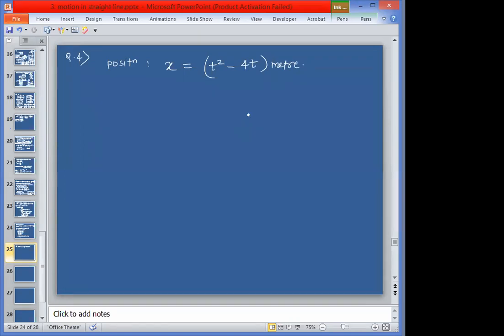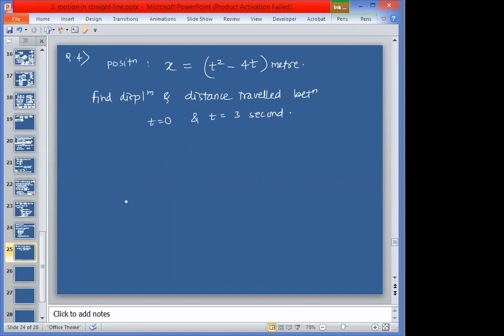Find displacement and distance traveled between t equal to 0 second and t equal to 3 second. See what has been asked. Find displacement and distance traveled, slowly try to understand.